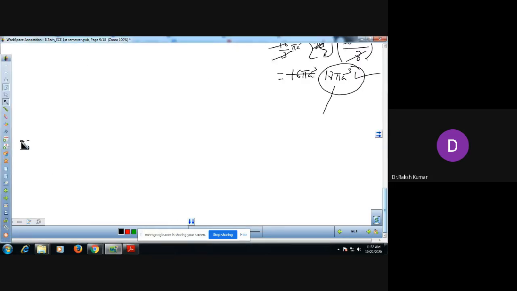How to find out the surface area? So straightaway we shall use the question and find out the surface area. Find the surface area of the solid generated by the revolution of the ellipse x square plus 4y square is equal to 16 about its major axis.